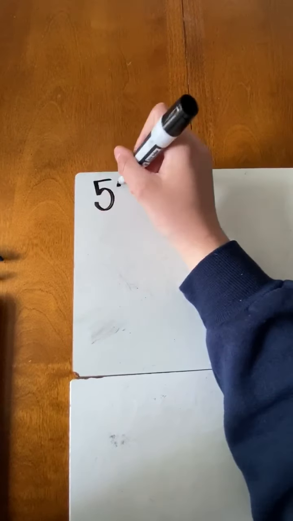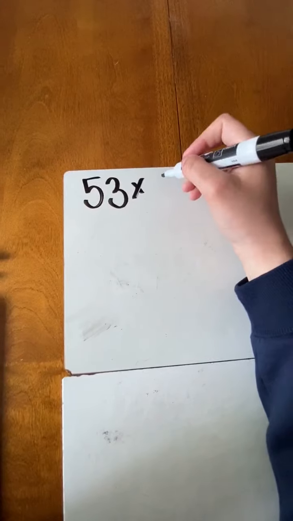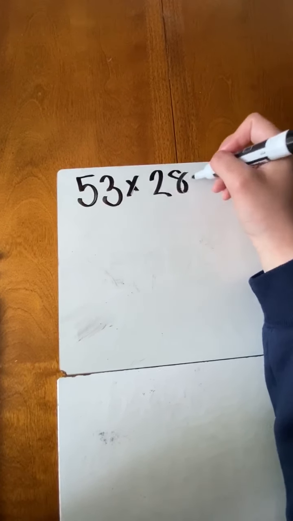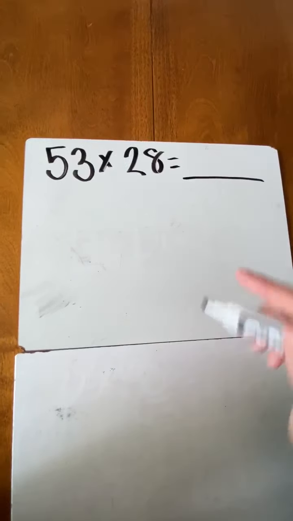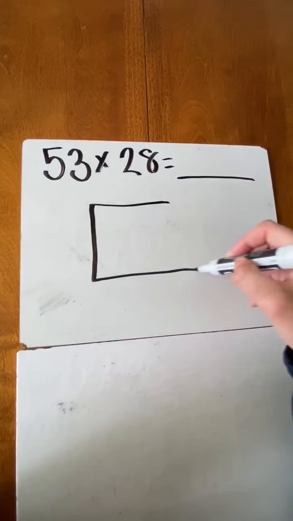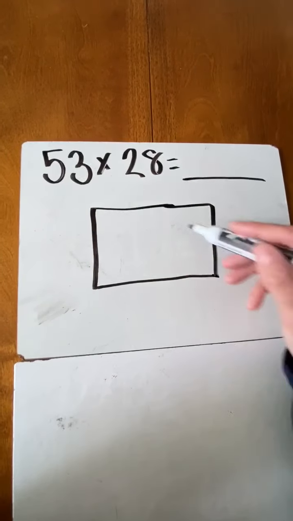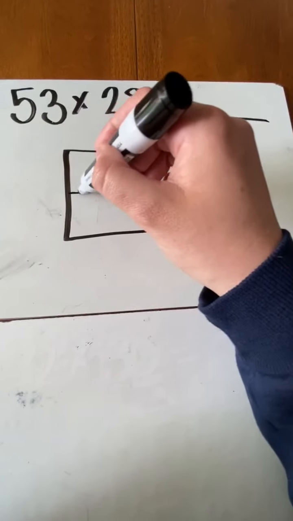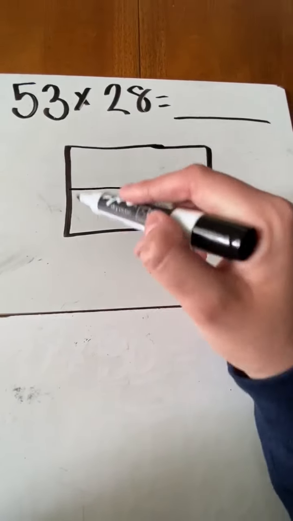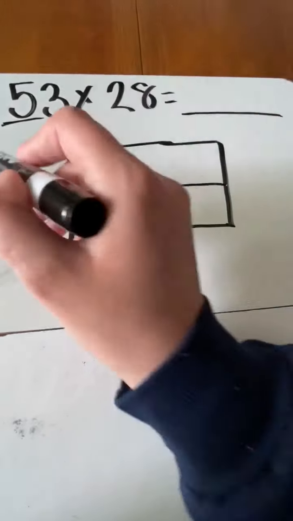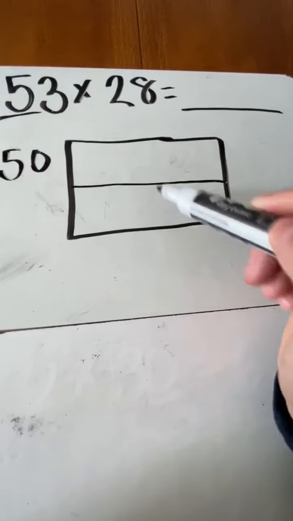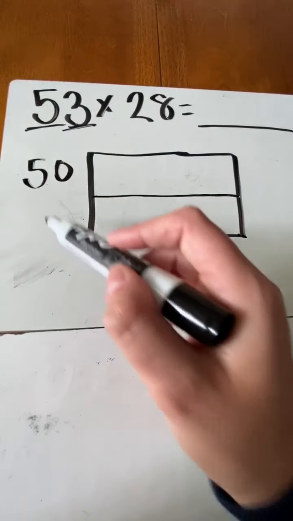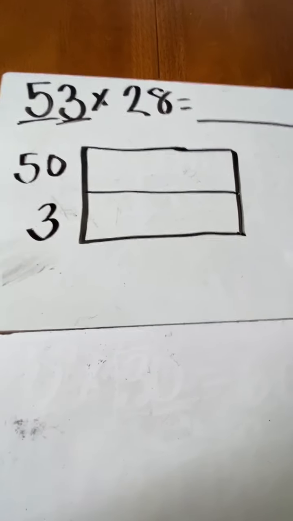The next problem we're going to look at is going to be 53 times 28. Okay, so again, I'm going to start with my rectangle. So I have 53 is a 2-digit number. So I'm going to break my rectangle up in half. So I have two parts. I have a 5 in my tens place, so that is going to be 50, and then I have a 3 in my ones place, so that is just going to be 3.